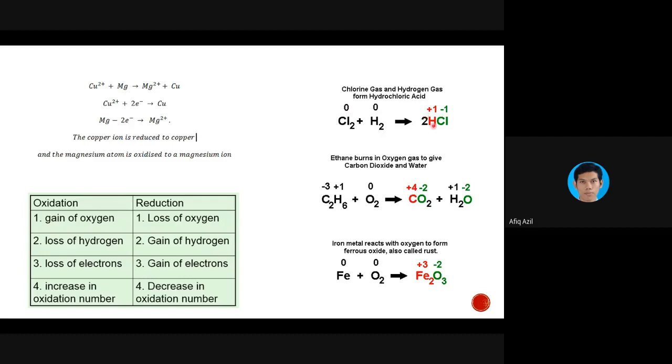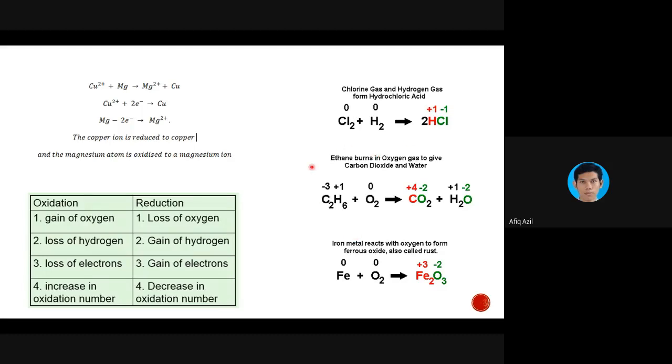But when it becomes HCl, the H plus is plus 1. When it dissociates, H becomes plus 1, while the chlorine becomes negative 1. So that means the chlorine has a decrease in oxidation number from 0 to negative 1, while hydrogen increases from 0 to positive 1.